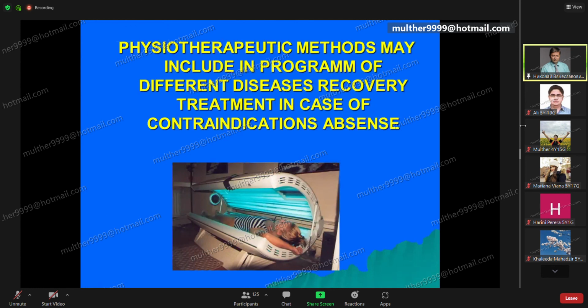And this is the conclusion of the first part of today's lecture, that physiotherapeutic methods we can include in the program of different disease recovery or rehabilitation treatment. Of course, in case of absence of contraindications.